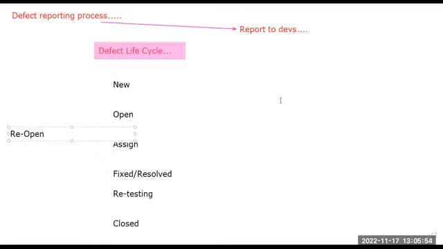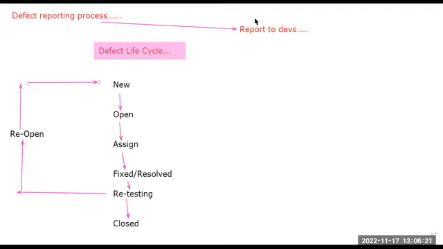So let me draw it properly first. This will be the hierarchy for the defect, or the different statuses it will go through in this way. So let me draw it properly. Okay. So here we have new, open, assign, fix, retesting, close, and reopen.